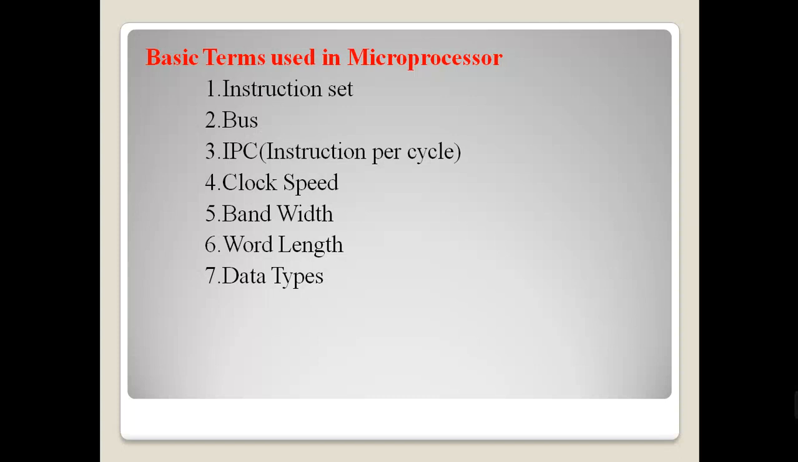Okay, next, clock speed. It is the number of operations per second the processor can perform. How many operations it can perform is calculated as clock speed. The clock speed is expressed in megahertz or gigahertz. Sometimes it is called clock rate or processor speed.